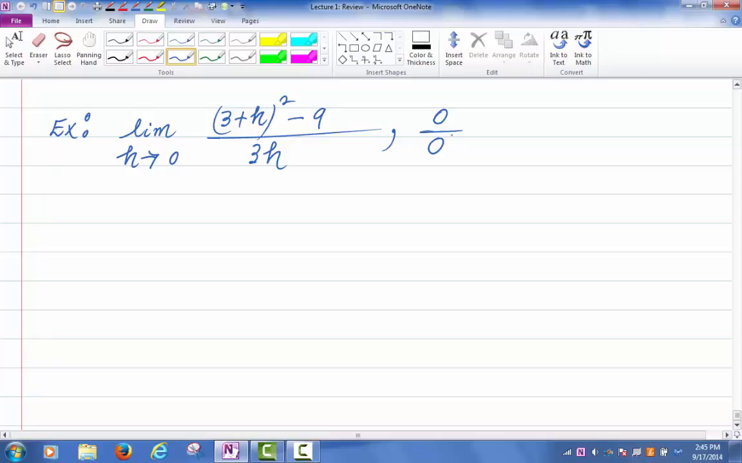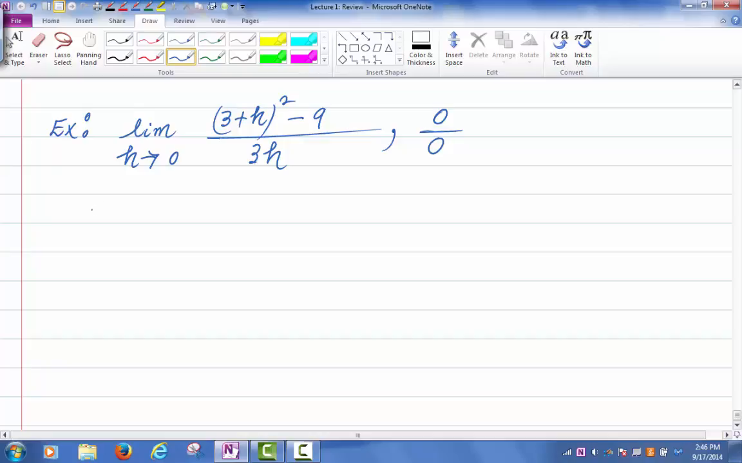Yeah, you have (3 + h) squared. If you use FOIL to multiply (3 + h), you only end up with powers of h, right? So it's a polynomial. Like I said, if you have a polynomial over a polynomial, that is a rational function, 0 over 0, what do you do? Factor out. Well, you can factor it out, but I'm going to do something else here. Notice that sometimes if you don't know what to do, do the obvious algebra. What's the obvious algebra here? You have a square, FOIL it.